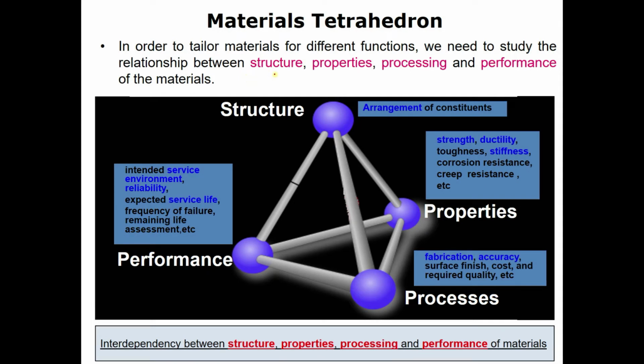The correlation between structure, properties, processing, and performance is simplified as a material tetrahedron model. Why we call it tetrahedron is because of the shape of this model. We have done with what is structure and what is processing, as well as how it correlates. Now we move to properties.